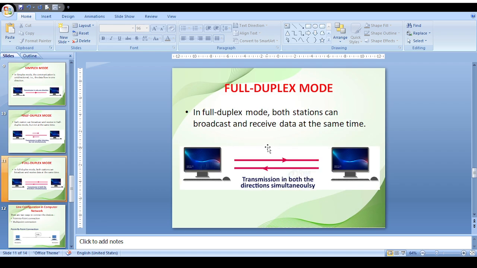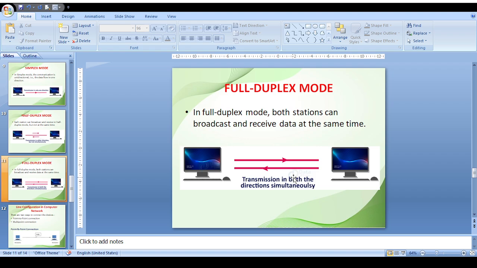Next is full duplex transmission mode. The third one is full duplex mode. In full duplex mode, both stations can broadcast and receive the data at the same time. So there is transmission in both directions simultaneously. The data will be sent between two devices at the same time.